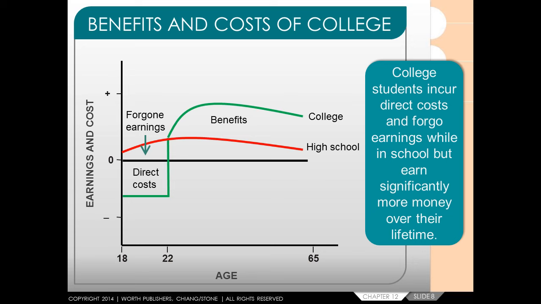For those pursuing a college degree, the green line, we can see that initially from years 18 to 22, you are actually in the negative. So you are below zero, you're paying tuition, and you're also losing out on 4 years worth of additional earnings that you could have been making if you weren't spending your time in school. But the benefit is that you can expect to receive higher earnings throughout your lifetime.